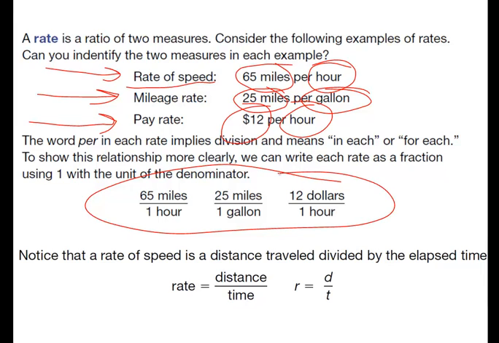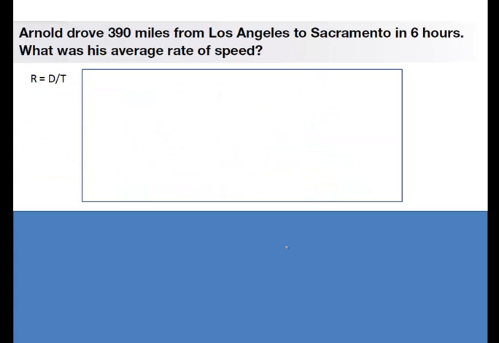So we can set it up to look like this. It really breaks down to the example of the rate of speed. The rate is a function of the distance divided by time. The rate for mileage would be miles divided by gallons. For pay rate, it'd be dollars divided by hours. So it's pretty simple. I think you'll be able to do it. It shouldn't be too difficult. Let's get going. Let's do some examples.